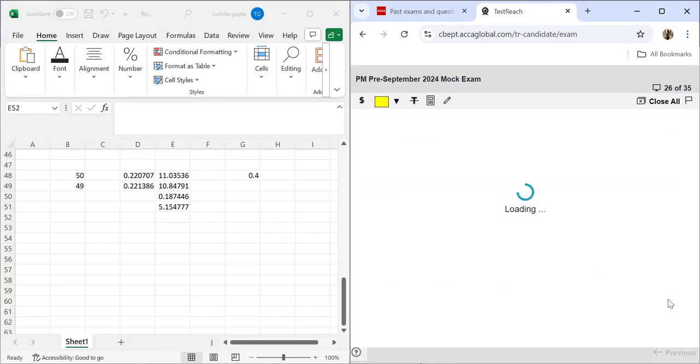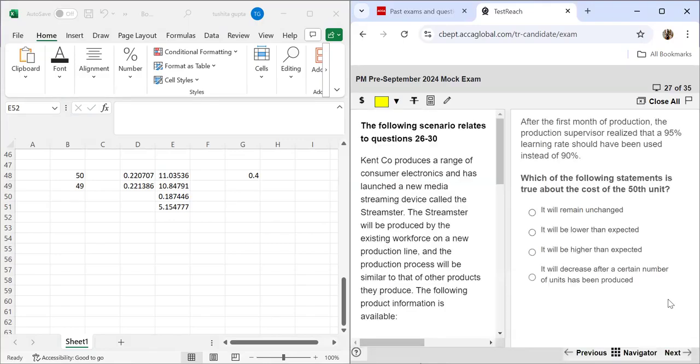Moving forward, after the first month of production, the production supervisor realized that a 95% learning rate should have been used instead of 90%. So you should always remember that higher learning rate means slower learning. So that means 95% should have been taken instead of 90%. If you see what is going to be the cost of the 50th unit, then the cost of the 50th unit will be higher than expected because learning is slower. More learning rate means slower learning. So your learning is slower. That means labor is going to take more time.